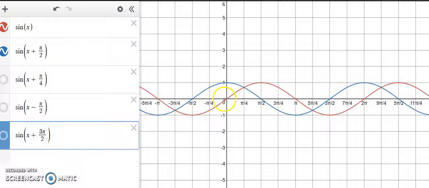Amplitude did not change. Our period did not change. We're still a 2 pi period. We're just going negative pi over 2 to 3 pi over 2 now. Okay, so everything just shifted to the left by pi over 2.